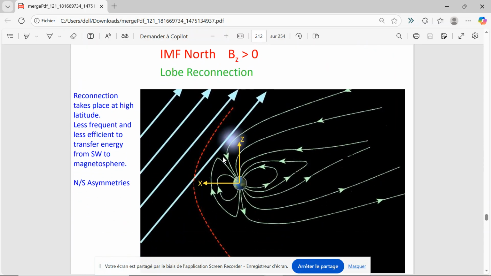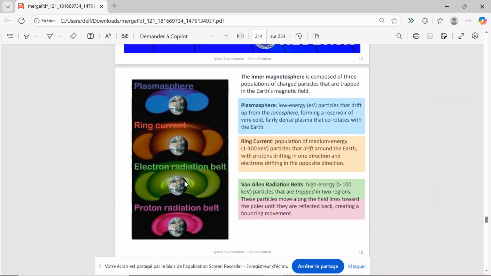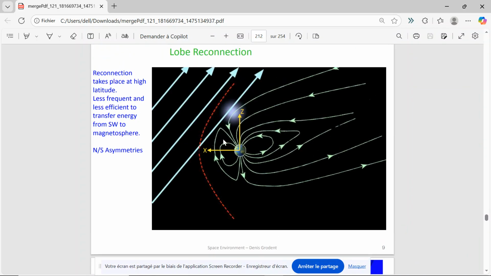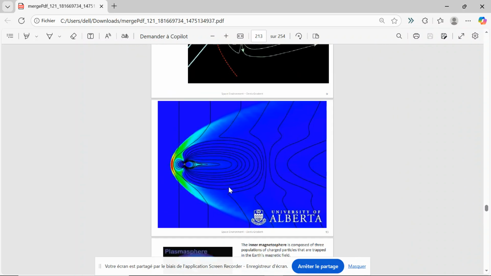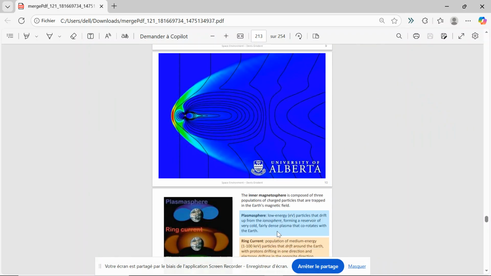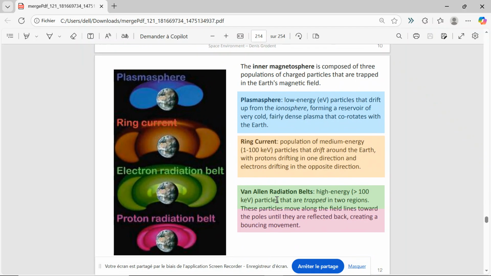When the magnetic field lines of the sun are in the same direction as the one for the Earth, we have reconnections that appear later on at the pole. There will be reconnection here and here, and it changes the shape of the distortion of the magnetic field line. So about the magnetosphere, we have plenty of different regions.